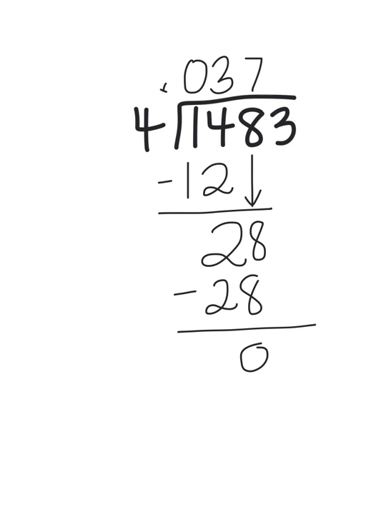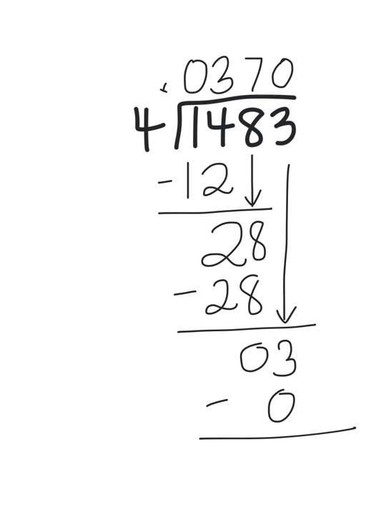Now we're definitely not done because we still have a 3. Does 4 go into 0? No. But let's bring down our 3. Now does 4 go into 3? No, it doesn't. It goes in 0 times. Now what's 0 times 4? That's 0. Let's subtract. Our answer is 3, and there's no more numbers to bring down, so our answer has a remainder of 3. Our answer is 370, remainder 3.